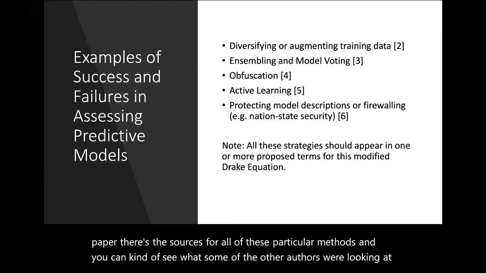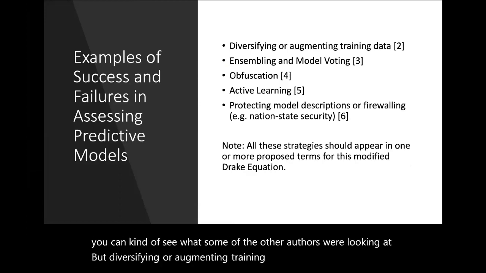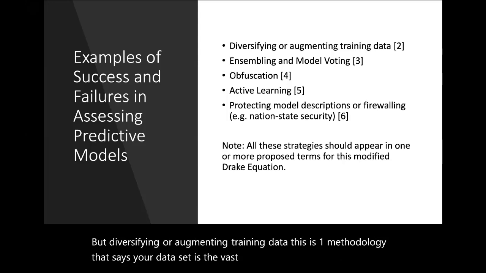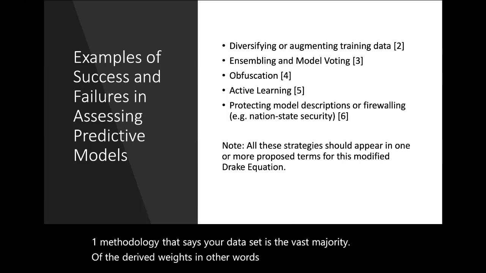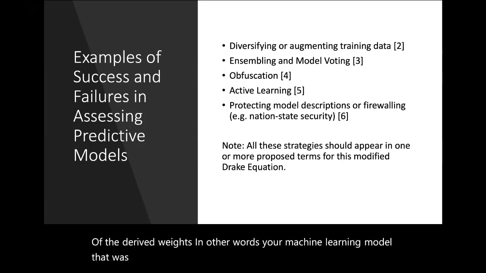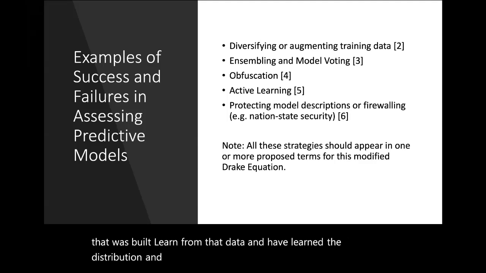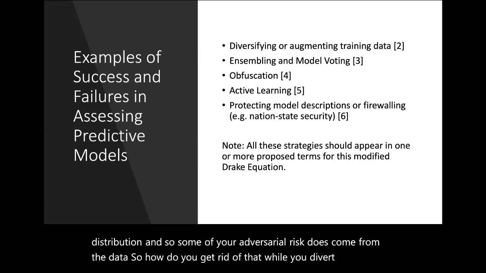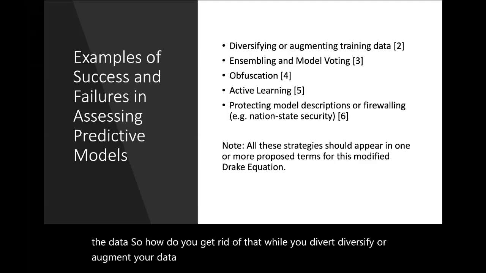But diversifying or augmenting training data, this is one methodology that says your data set is the vast majority of the derived weights. In other words, your machine learning model learned from that data and it learned the distribution. And so some of your adversarial risk does come from the data. So how do you get rid of that? Well, you diversify or augment your data. You add some new data, or you do what's called image or text augmentation. So you change the data but maintain the same context.